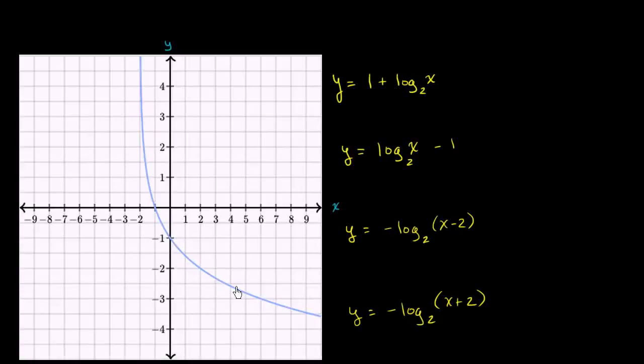So we have a graph right over here, and we have 4 potential function definitions for that graph. And so what you might want to do is pause the video right now and think about which of these function definitions are actually being depicted in this graph. So I'm assuming you've given a go at it. Now let's work through it together.